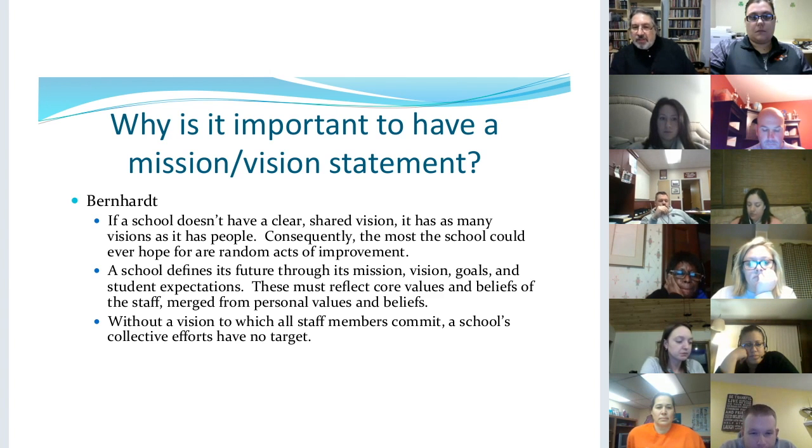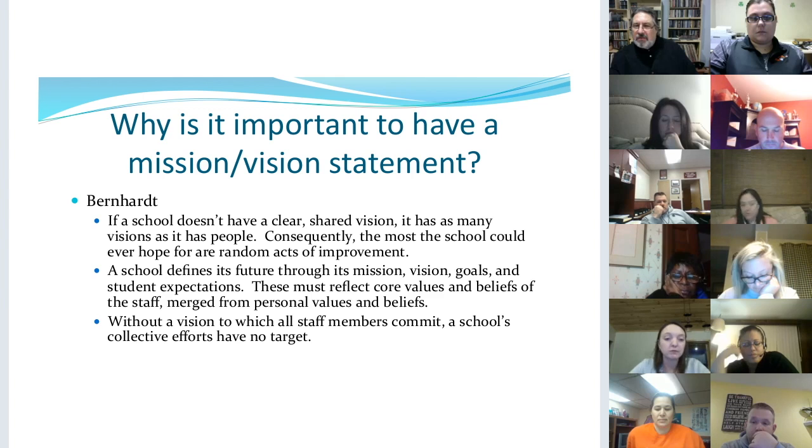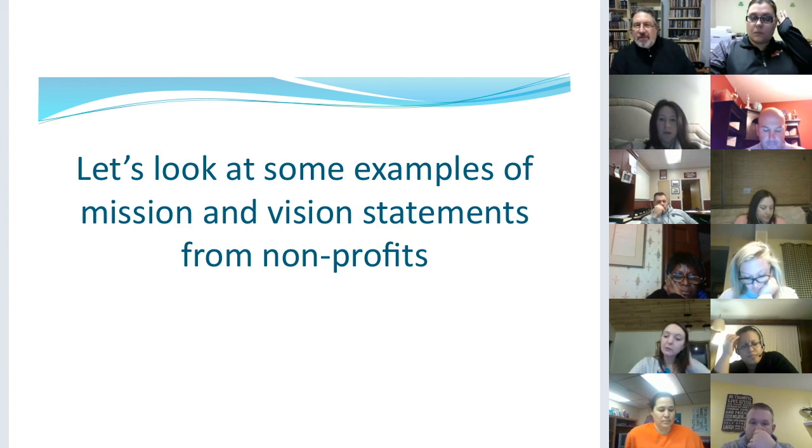So this mission and vision goes beyond simply saying that all children will learn and they'll be 21st century learners and good citizens. That's so generic as to be meaningless to me. Well, to me at least. Maybe I'm being too harsh a critic. But this is why Bernhardt recommends using data to define your mission and vision.